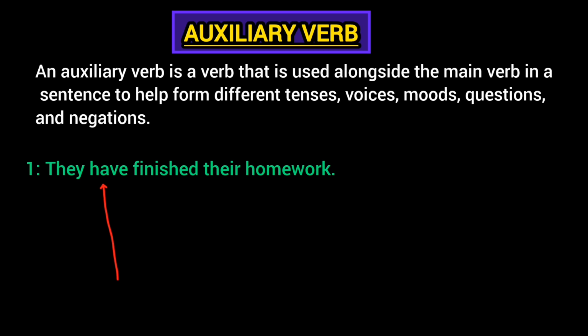There are many examples like it. Just look at another one. I do not like spicy food. Look at this example here. The word do is an auxiliary verb. And this auxiliary verb helps to create a negative sentence, and it helps the main verb, which is like. And it also shows the tense that it is present simple tense. If someone asks you what tense it is, then you will obviously look at the auxiliary verb.